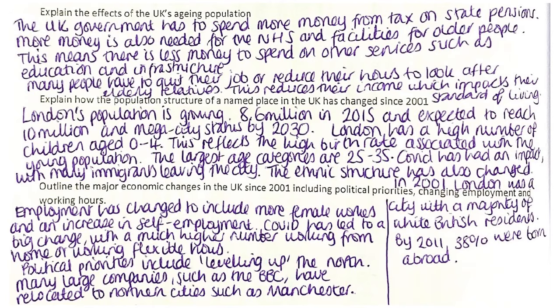So lots of money and investment has gone into big infrastructure projects in the north. Lots of companies have been encouraged to move there. So the BBC have relocated to near Manchester and Salford, so that they can be seen to be showing investment in the north to help them level up and become more on terms with the south in terms of our development.